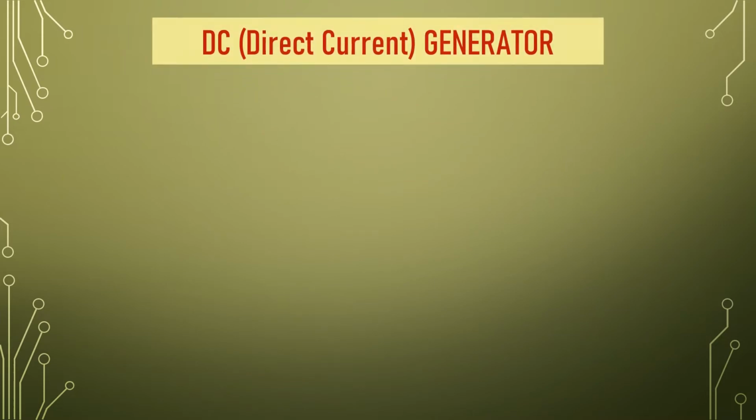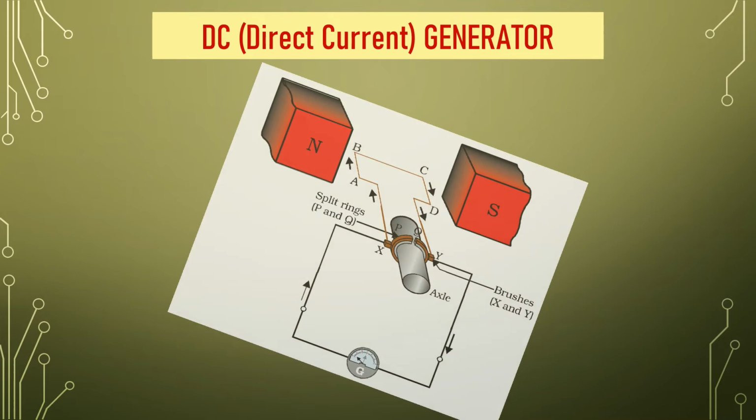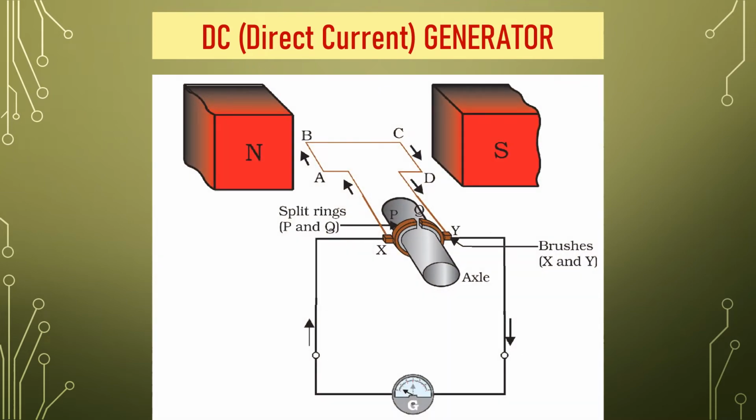Children, now we will discuss a DC generator in short, because a small description of the DC generator is also included in your topic. You can see the schematic representation of a DC generator here. What is its difference from the AC generator? Can you identify? There is only one difference you can notice here. That is, instead of slip rings, we are using split rings here. That is the only change in the diagram.